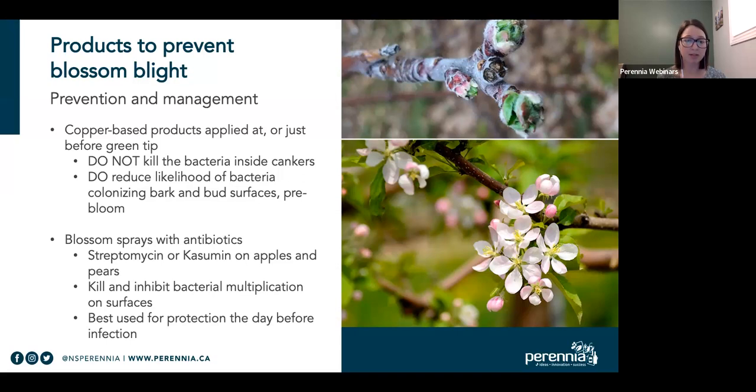So we've got streptomycin or Kasumin, which are registered on both apples and pears. And what these antibiotics do is they kill and inhibit the bacterial multiplication on the stigmatic surface. If it makes sense, it's best used the day before an infection event, unless you've got that explosive bacterial growth that we talked about that can happen on a single day. But it's best if you can knock back those bacterial populations before a wetting event lets them travel into the flower.